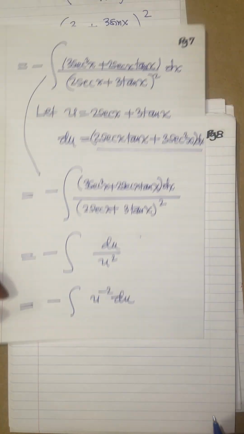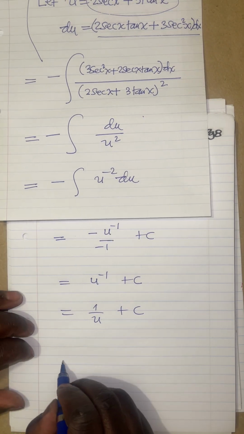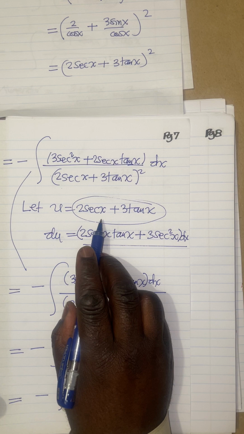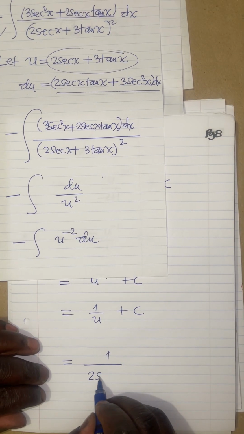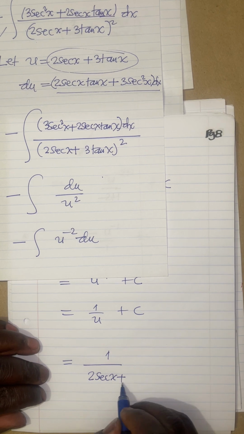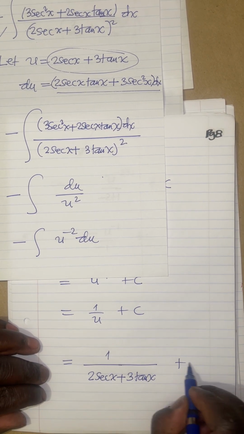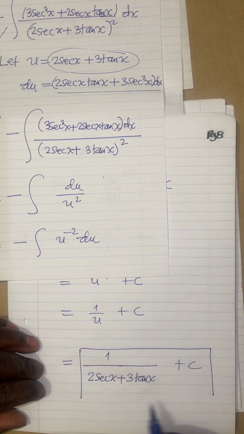What is u? Let's go back. u is this expression here. So my solution then is going to be equal to 1 over, remember, 2 sec x plus 3 tan x, and then I'm saying plus c. This is the final solution to this integral.